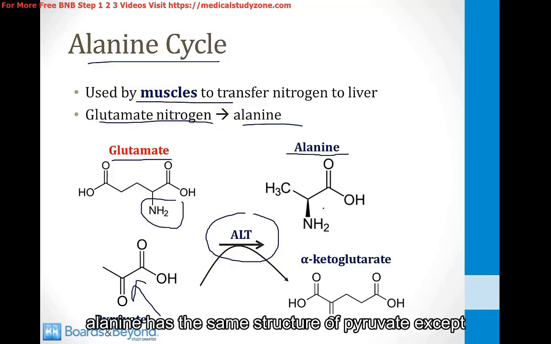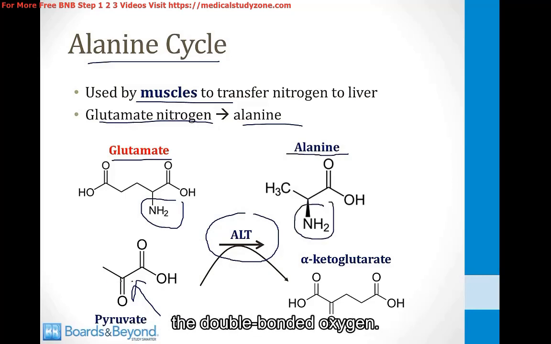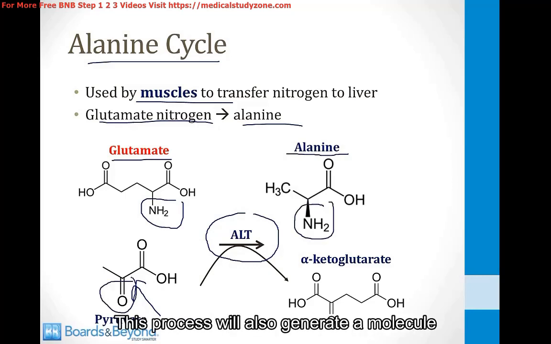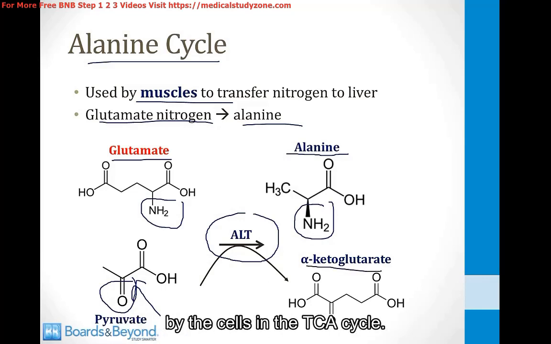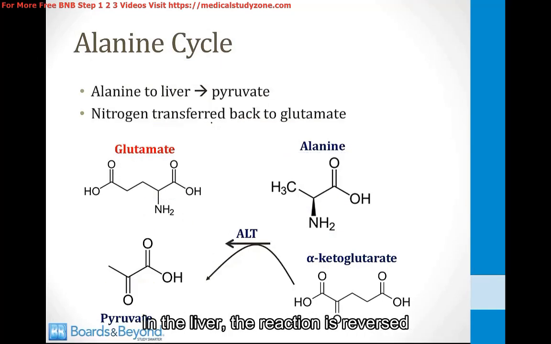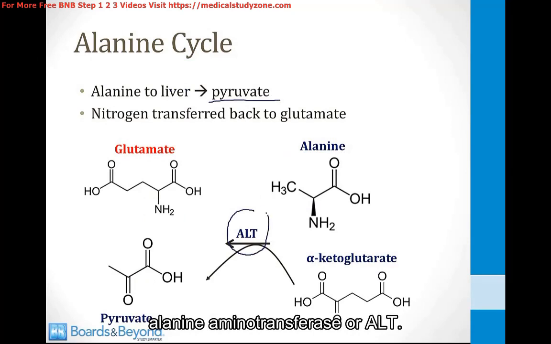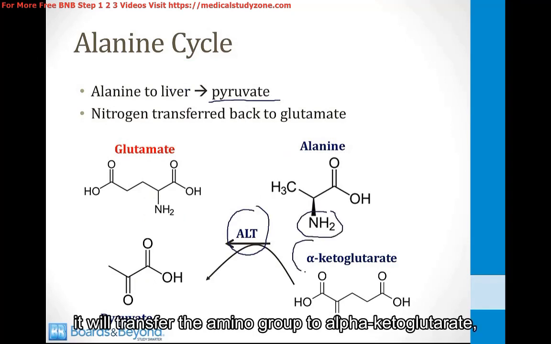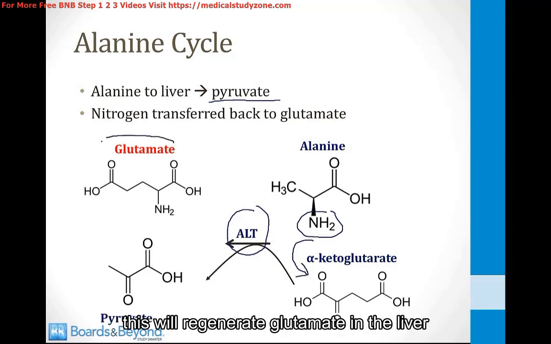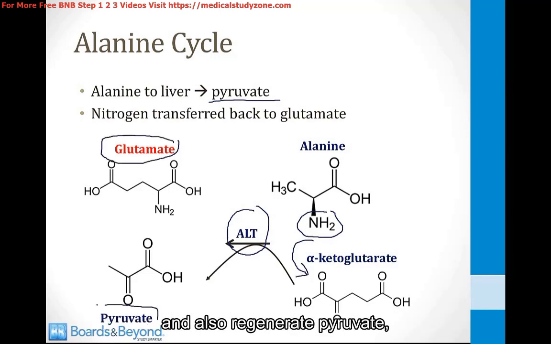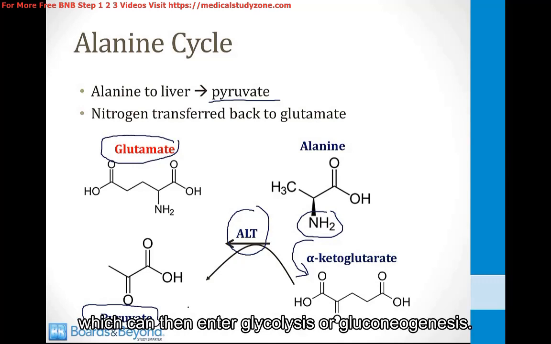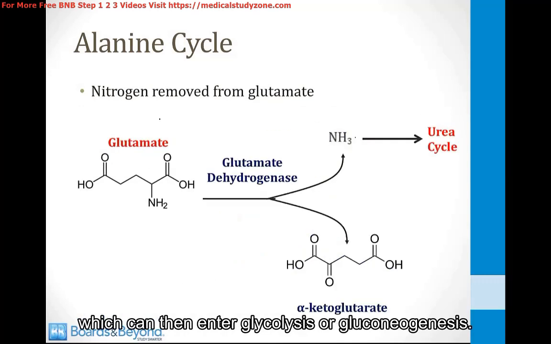Alanine has the same structure as pyruvate, except that the ammonia group has replaced the double bonded oxygen. This process will also generate a molecule of alpha-ketoglutarate, which can be used by the cells in the TCA cycle. In the liver, the reaction is reversed and alanine is converted back to pyruvate. This is catalyzed by the same enzyme, alanine aminotransferase, or ALT. In this case, it will transfer the amino group to alpha-ketoglutarate. This will regenerate glutamate in the liver and also regenerate pyruvate, which can then enter glycolysis or gluconeogenesis.